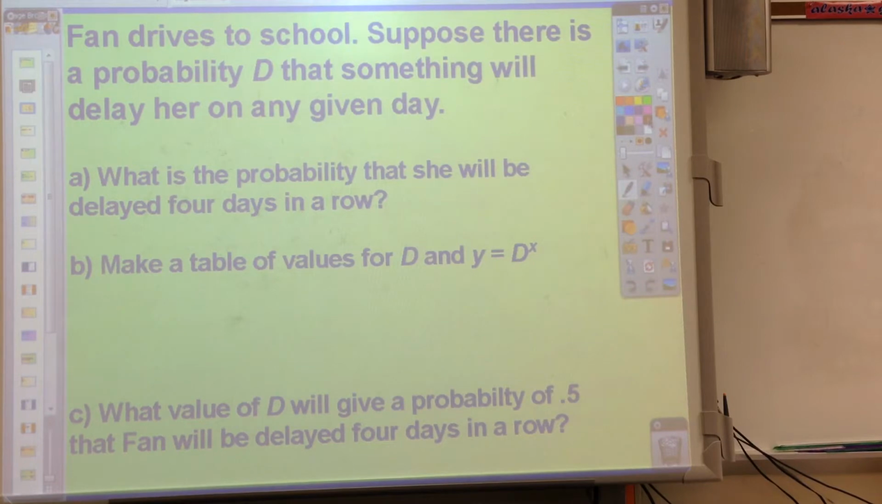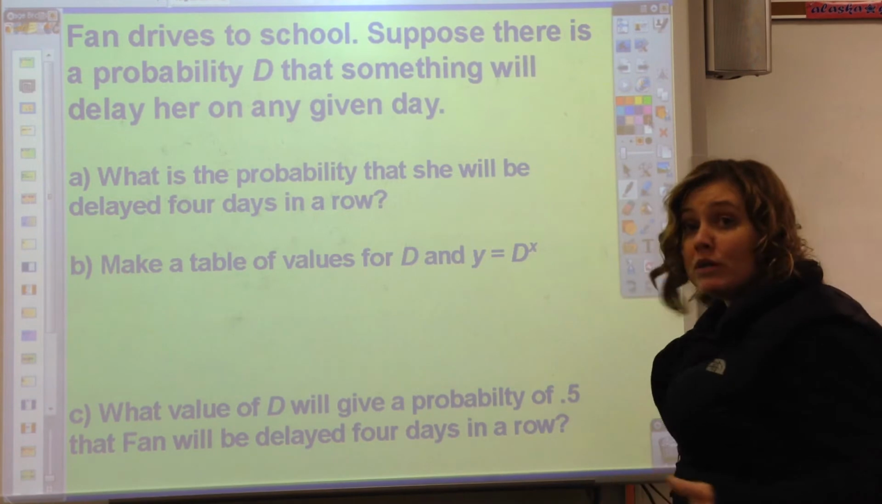Quinn's Geometry. Today we're going to introduce power functions, and we're going to start with Fan. Fan drives to school every day. Suppose there's some probability D that something will delay her on any given day. What is the probability that she's going to be delayed 4 days in a row?